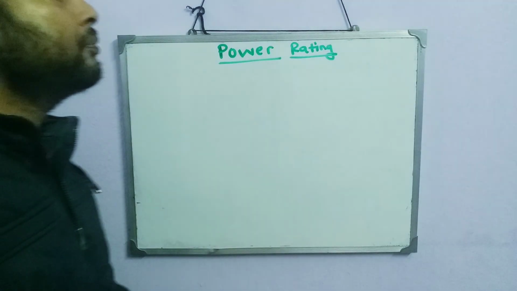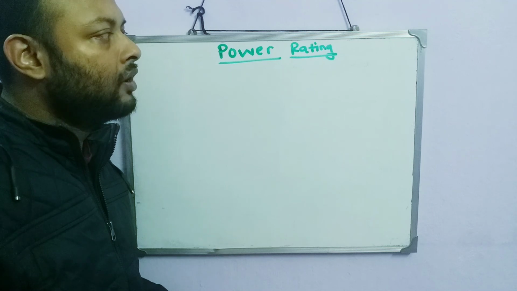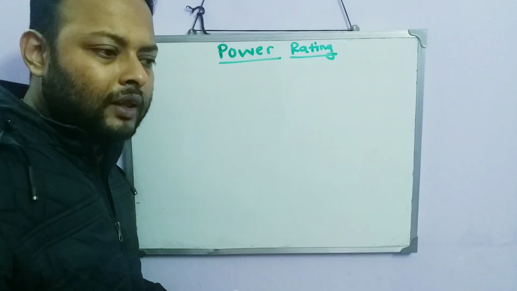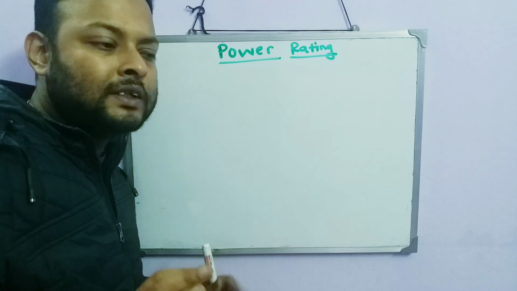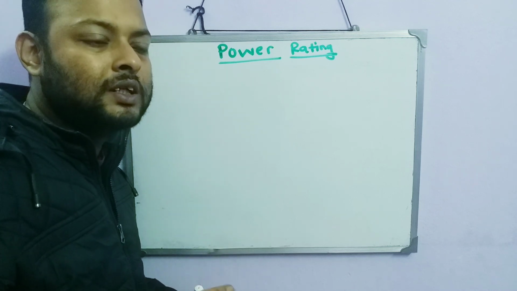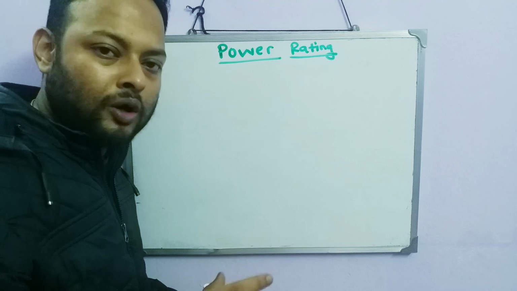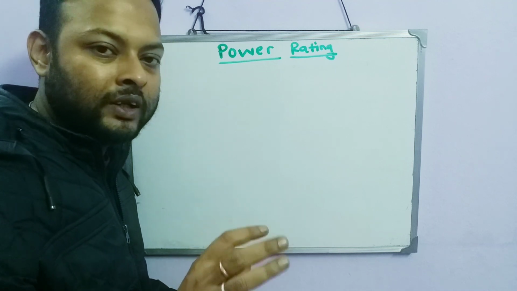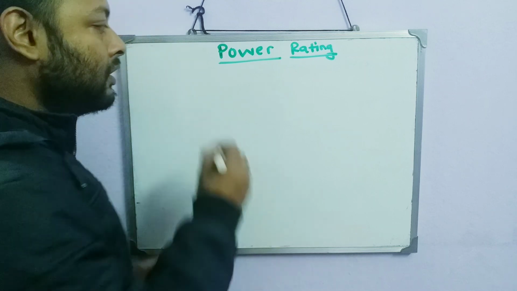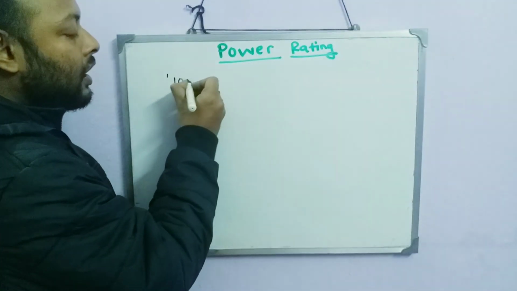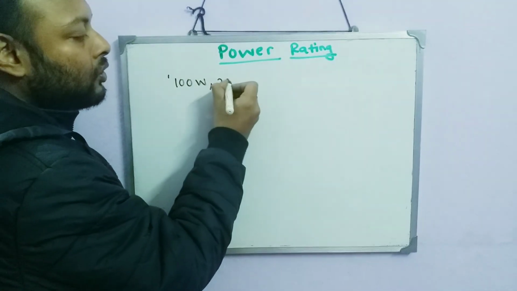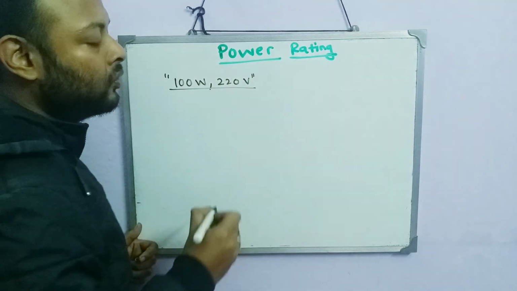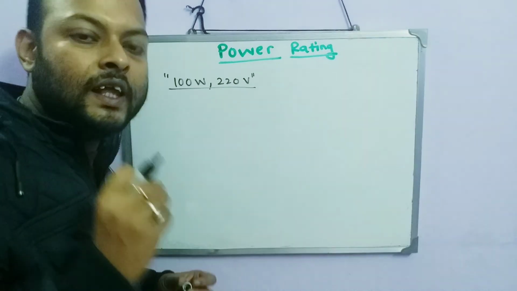Now our next topic is power rating. So what does this power rating mean? Let's take a common example. Often you have seen, suppose you go to a shop and buy a bulb. On the top of the bulb or somewhere on the bulb, these two values will be written: 100 watt, 220 V. This is what you will see written on every electrical appliance.